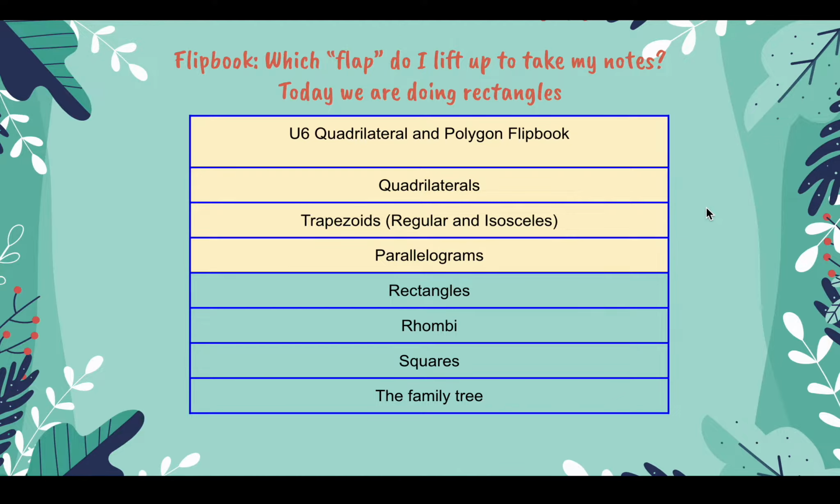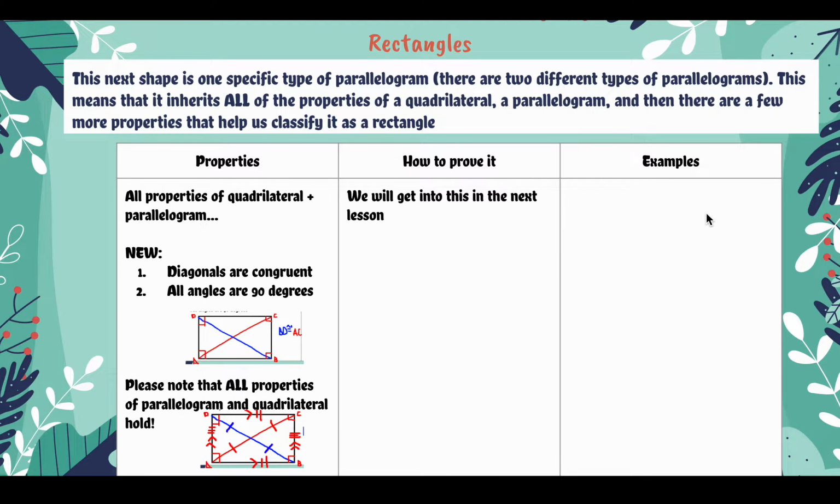You should see the word rectangle on the flap. At the very bottom you should see the word rectangle. Now, this next shape, which is rectangles that we're working with in Unit 6, is a specific type of parallelogram. Now, if we backtrack a little bit, in the last lessons, we learned that a parallelogram was a specific type of quadrilateral, right? Now we're going an even step further. Now we have this shape that is a specific type of parallelogram.